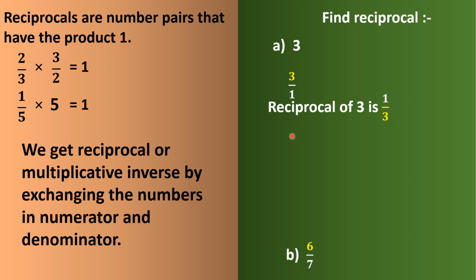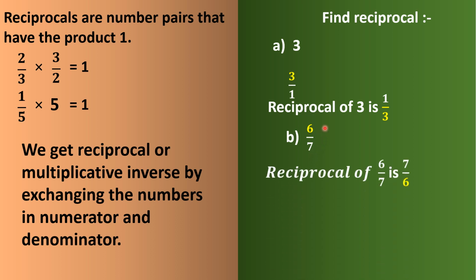Let us take one more example. 6 by 7. Here 6 is numerator, 7 is denominator. If we need to find the reciprocal of 6 by 7, what will we do? We will just exchange the position of numerator and denominator. This 6 will be denominator and 7 will be numerator. It means the reciprocal of 6 by 7 is 7 by 6.